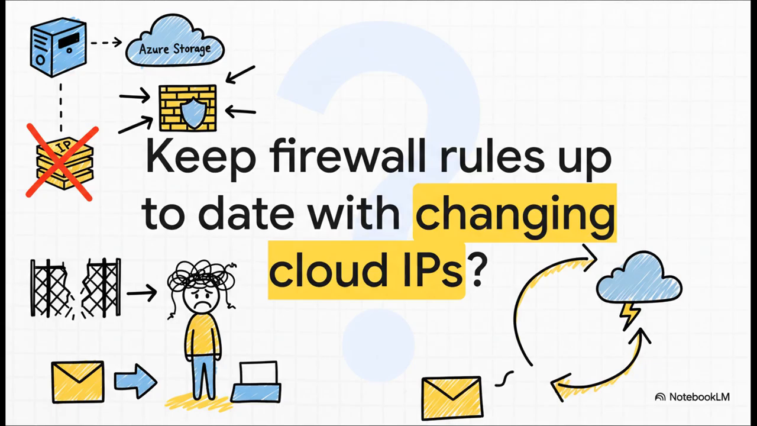You need your virtual machine to talk to Azure Storage. So you go and you look up all the IP ranges for storage in your region. You painstakingly add them all to your firewall rules. Then a month later, something breaks, and you find out after hours of troubleshooting that Microsoft added a new IP range. It's just this reactive, frustrating cycle.